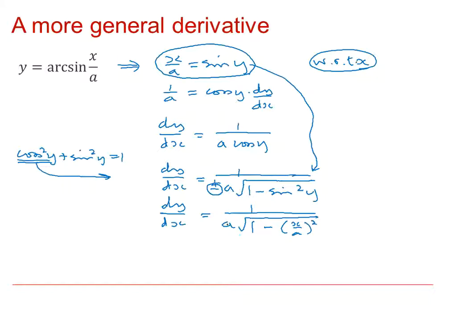And the last step is to bring this a inside the square root. So when I bring that a inside the square root, it will become an a squared. So we've got 1 times a squared at the beginning, and x over a squared multiplied by this a squared will just leave a minus x squared. So that is a very useful derivative of arcsine x over a.